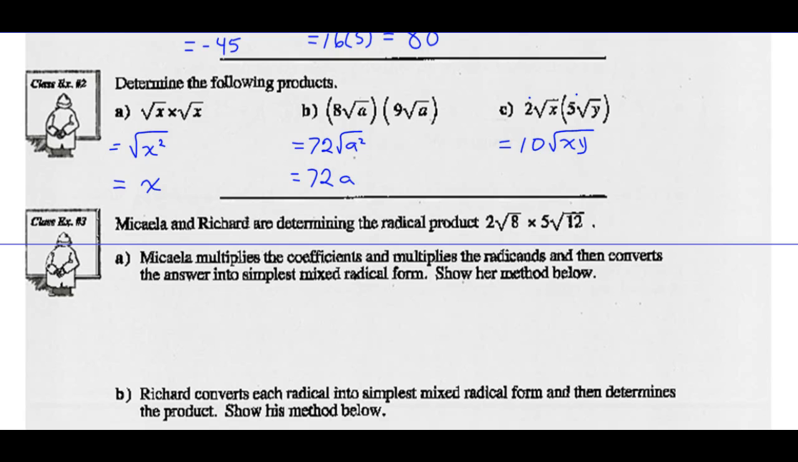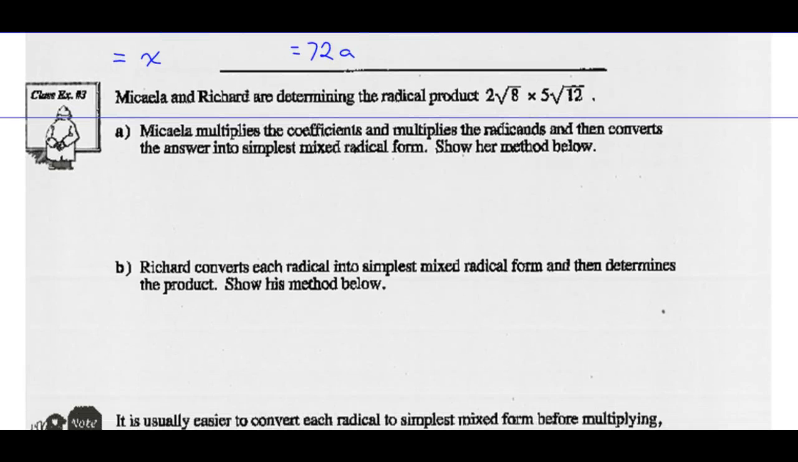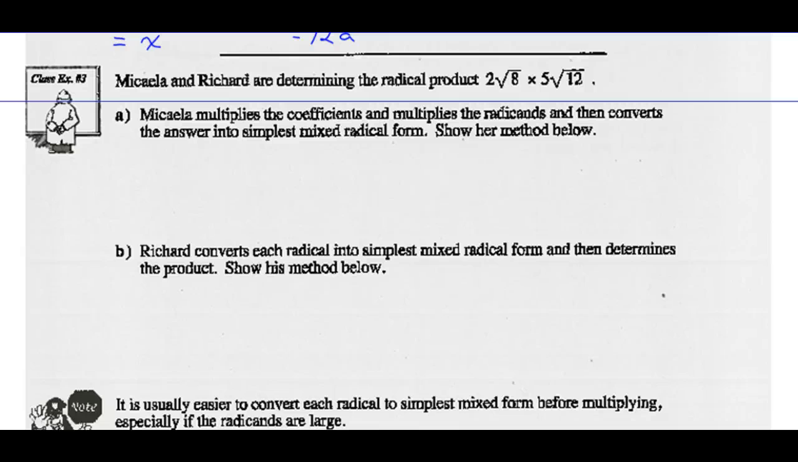Michaela and Richard are determining the radical product. 2 radical 8 times 5 radical 12. Michaela multiplies the coefficients and multiplies the radicands, and then converts the answer into simplest mixed radical form. Show her method below. So she's going to multiply the coefficients. 2 times 5 is 10. She's going to multiply the radicands. 8 times 12 is 96.